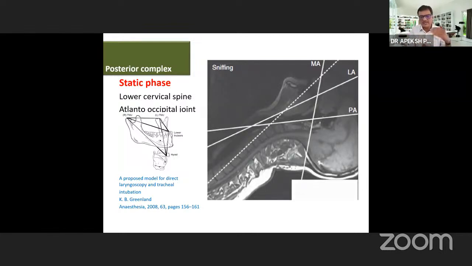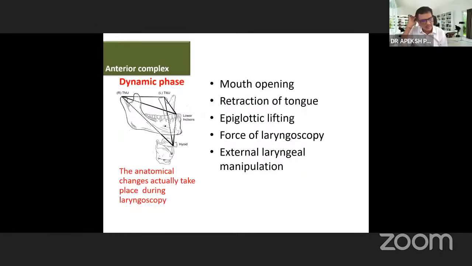So any disturbances in C-spine or AO joint leads to difficult positioning and so difficult laryngoscopy. This is the static phase. Now what is dynamic phase? So dynamic phase means the anatomical changes which are taking place during the performance of the laryngoscopy is called dynamic phase of laryngoscopy. Like we are opening the mouth, we are retracting the tongue, we are lifting the epiglottis. These are actual anatomical changes happening during the laryngoscopy.